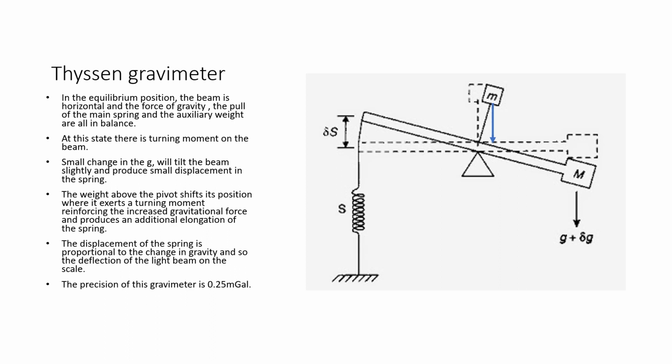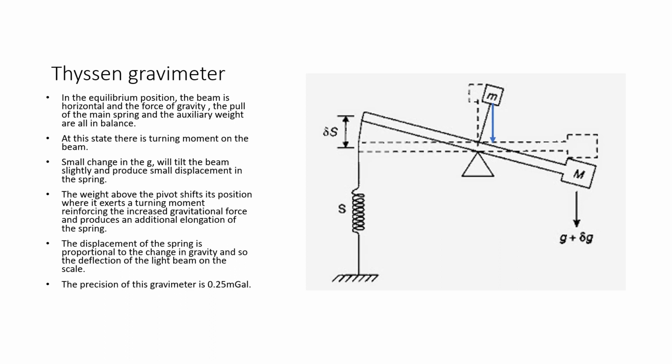Now at equilibrium position, that is when the beam is horizontal, the pull of the main spring, the weight of the mass as well as the weight of the auxiliary mass are all in balance. So in this condition, when the beam is horizontal, there is no turning movement, that is no torque or rotation, because they are all in equilibrium. But when there are small changes in the value of g, the weight which is attached to the beam changes. So what happens, the beam slightly gets tilted.